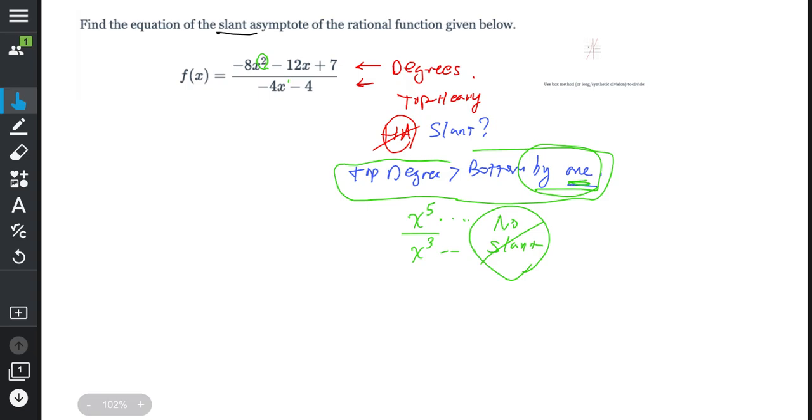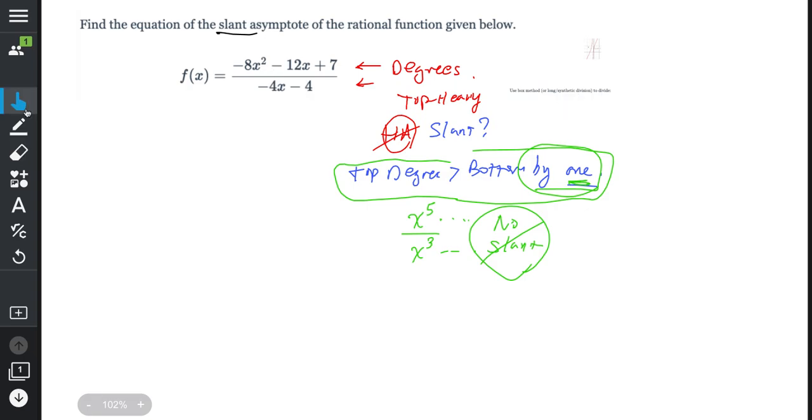So now, what is that slant asymptote? On the test and next quiz, you're going to have to say what it is. The answer is gotten by dividing the top by the bottom, actually literally doing what this function says. Negative 8x squared minus 12x plus 7 divided by negative 4x minus 4.